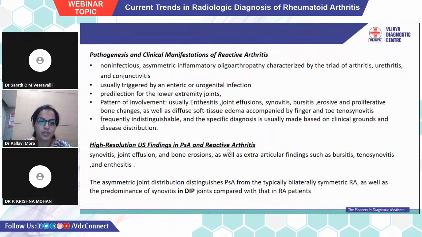While discussing the high-resolution findings, the features include synovitis, joint effusion, bone erosions, as well as extra-articular findings such as bursitis, tenosynovitis, and enthesitis. Asymmetric joint distribution distinguishes psoriatic arthritis from the typically bilateral symmetric rheumatoid arthritis, as well as the predominant involvement of the distal interphalangeal joints compared with rheumatoid arthritis patients.